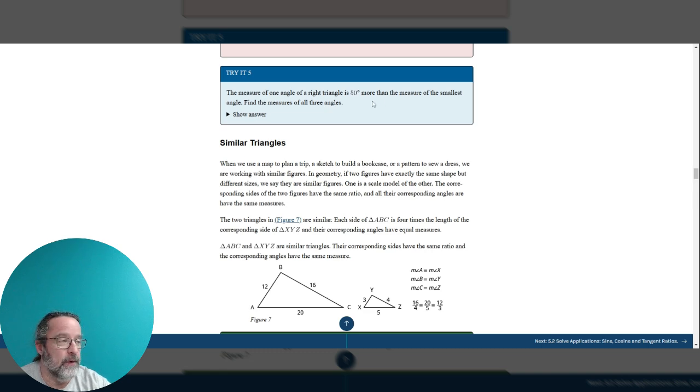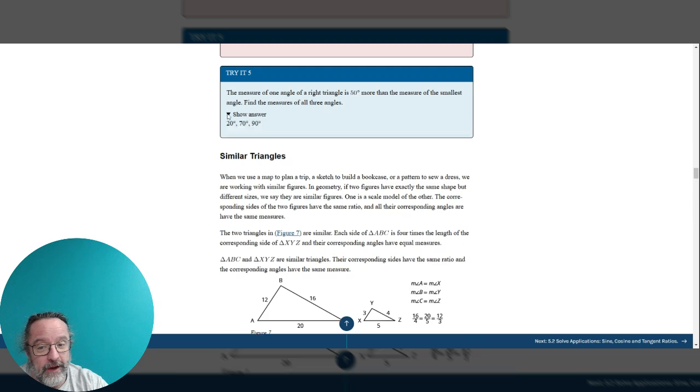So that's 2A plus 140 equals 180. Subtract 140 from each side, and we end up with 2A equals 40, which makes A 20. So our smallest angle is 20. Our next angle is 70. And we know that we have a right angle in there. So 20 degrees, 70 degrees, 90 degrees.